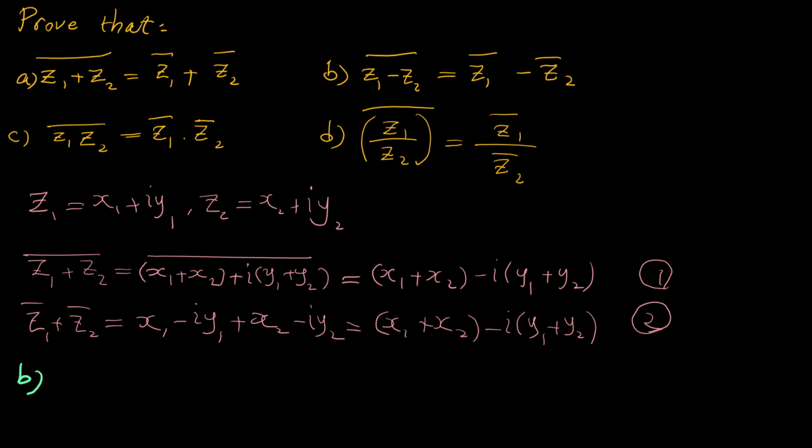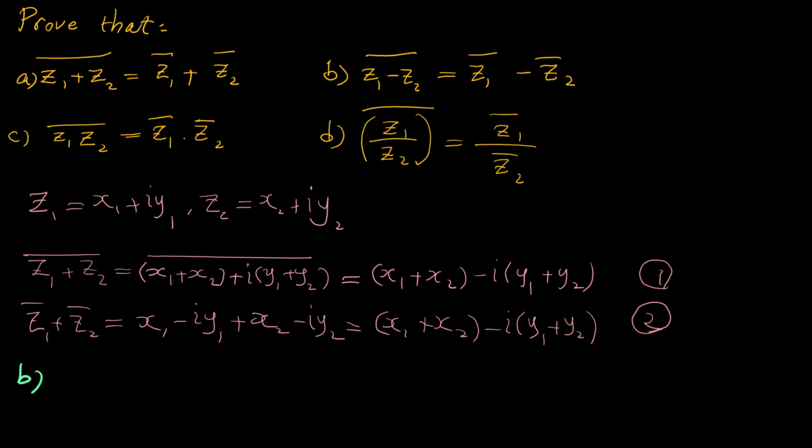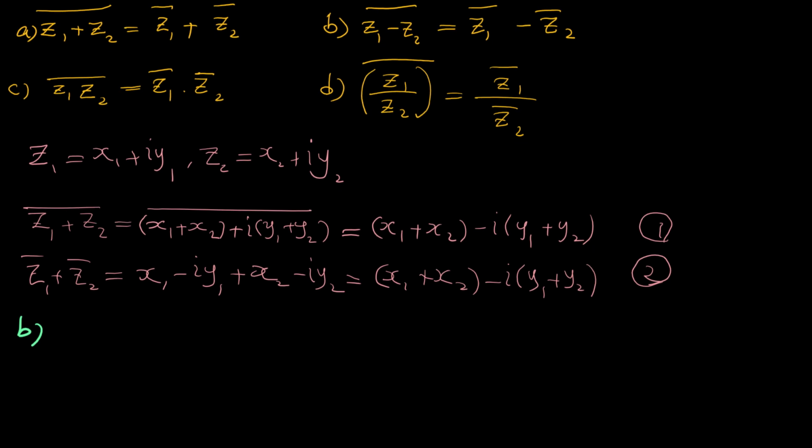Now let's prove part B of this question. We want to prove that conjugate of z1 minus z2 is equal to conjugate of z1 minus conjugate of z2. Again, we suppose z1 to be this, z2 to be that, and then we start proving. Let's start with calculating the left side of this identity. First, we want to see what would be the conjugate of z1 minus z2.